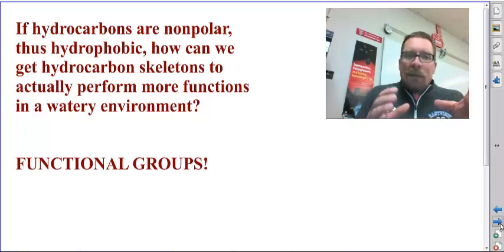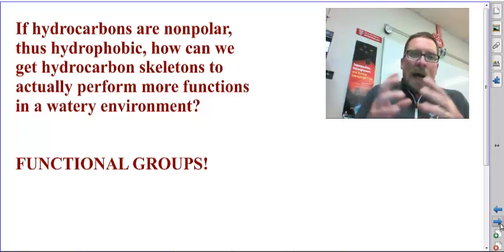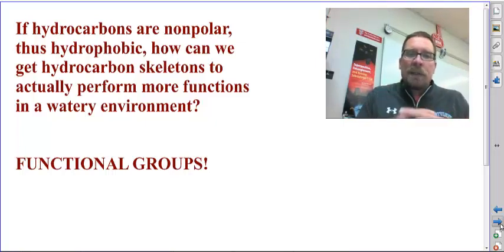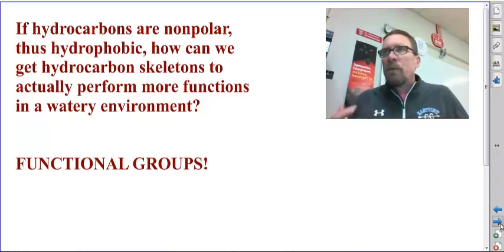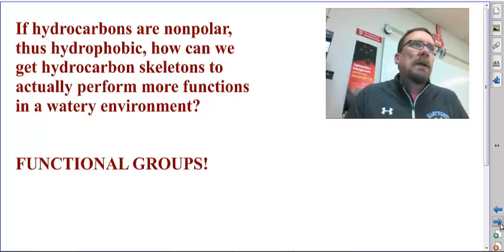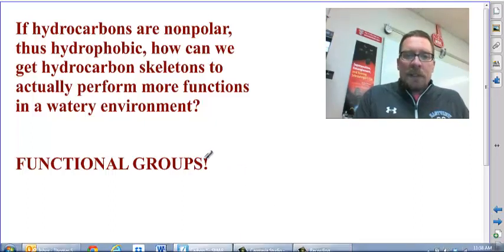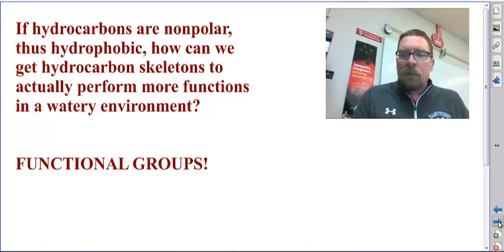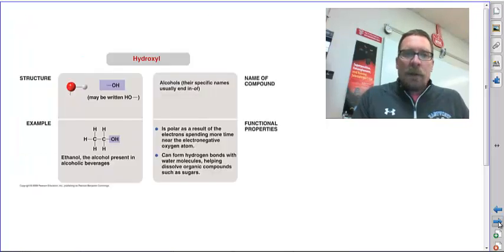But if we have that carbon-hydrogen bond, which is nonpolar and therefore hydrophobic, how do we get hydrocarbon skeletons and the structure to actually perform the functions that we need as a living being? The key to that is the functional groups, and that's the last thing that we're going to run through quickly: just the functional groups that are available.